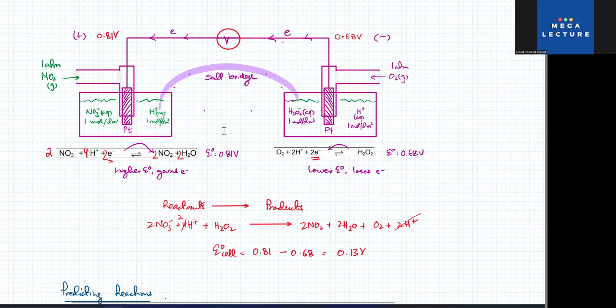One of the electrodes had a higher potential, like 0.81 over here, and the electrode over here had a lower potential, 0.68. So the electrons started flowing from the lower potential towards the higher potential. The higher potential started to gain electrons, and the lower potential started to lose electrons. Because of the potentials set up by the reactions, a current starts flowing, so there's a current in the wire, and electrical energy is produced when this happens.